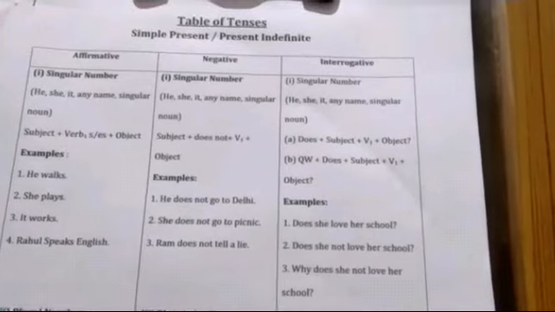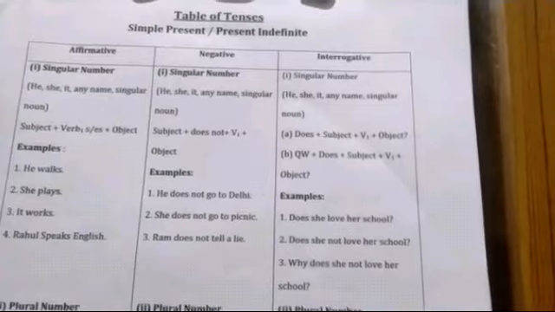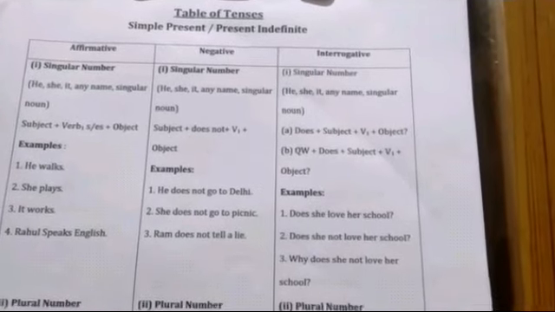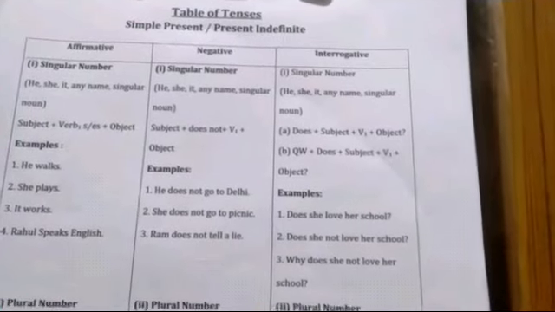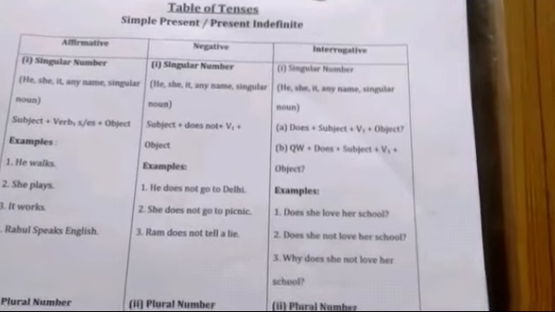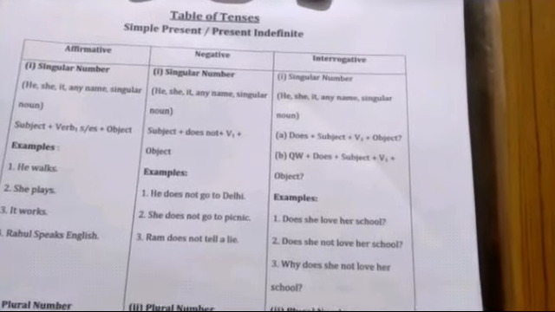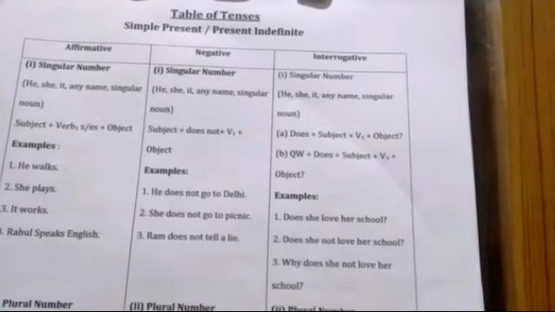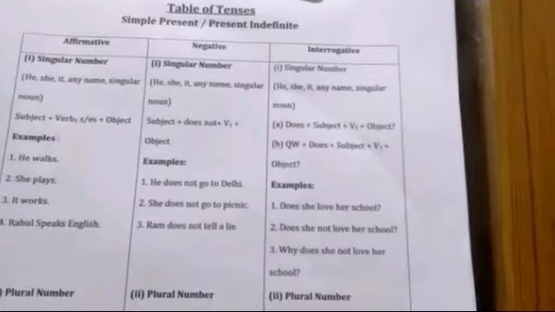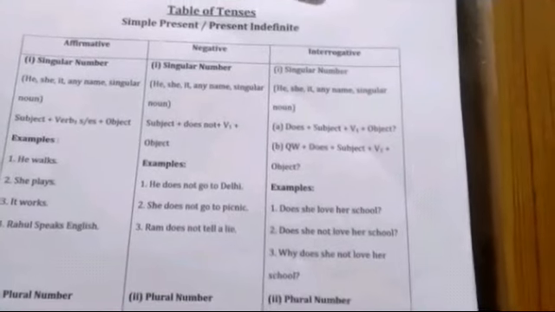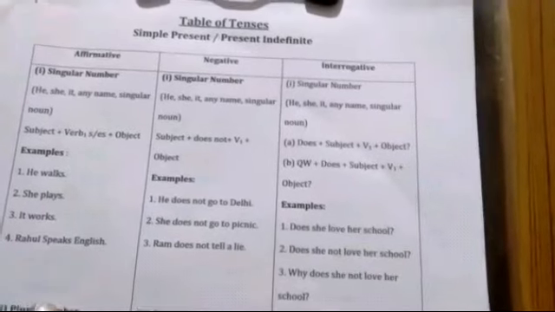Table of tenses. Tenses are divided in three parts: present tense, past tense and future tense. Number 1, present tense. But further, present tense is divided in 4 parts. Number 1, simple present. Number 2, present continuous. Number 3, present perfect. And number 4, present perfect continuous. So first we take simple present, or we can also say present indefinite.